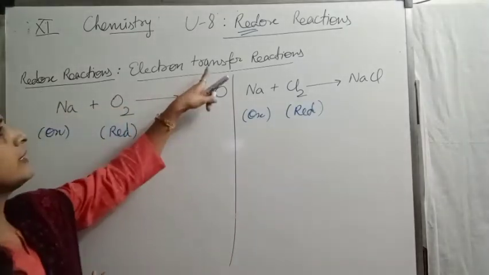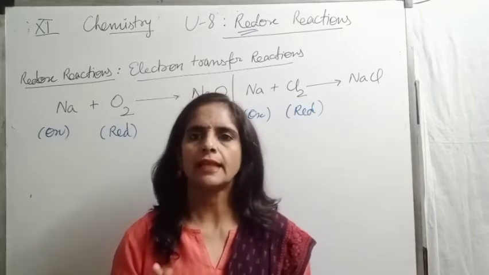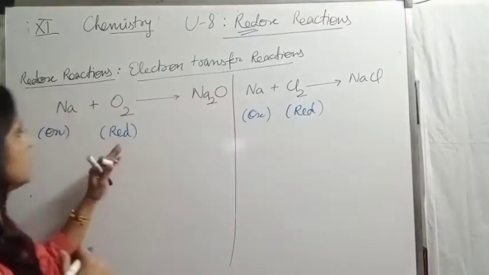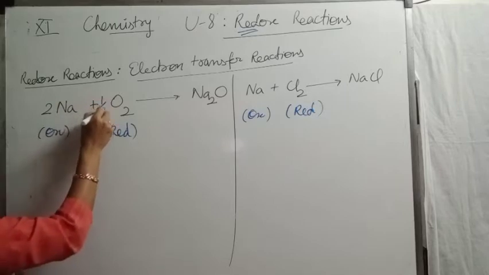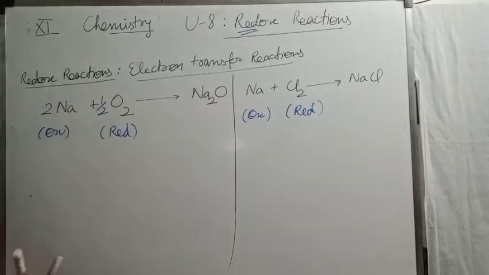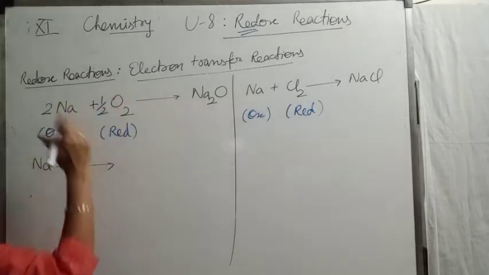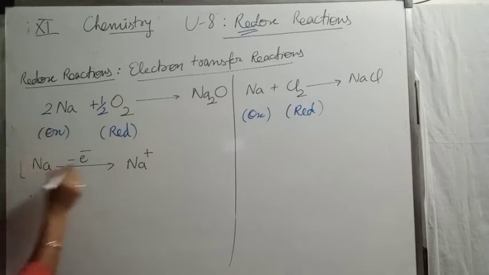Now we explain in terms of a more advanced concept of redox reactions, that is in terms of transference of electrons. So just start this reaction. If we balance this reaction, 2 sodium, half O2 balanced. Now sodium, it's a two-step reaction. In the first step, sodium by losing one electron is converted into Na positive. To balance, we multiply this reaction by 2.